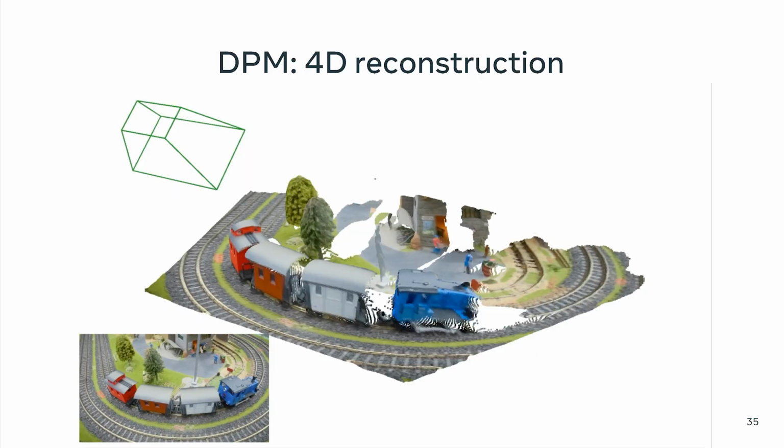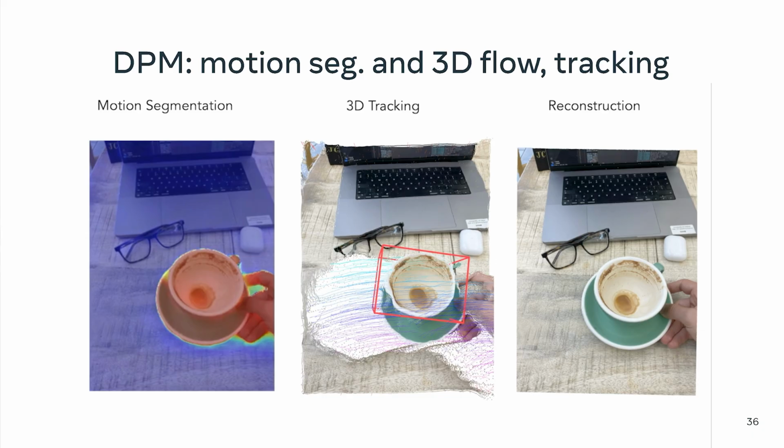So for the reconstruction, it works okay. But most importantly, what you get is a reconstruction of the 4D motion as well. So you see here motion segmentation, as well as, it's very hard to see, but there are some thin lines here which are 4D tracks. And you can recover that from this dynamic point map representation.